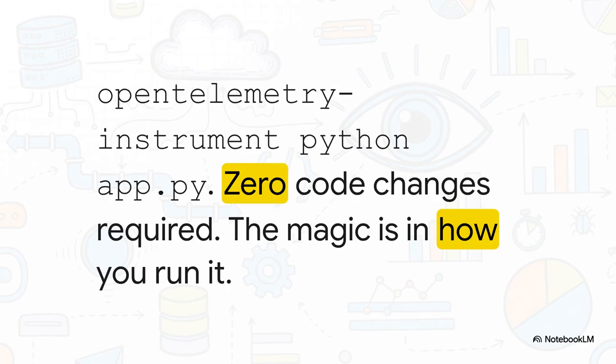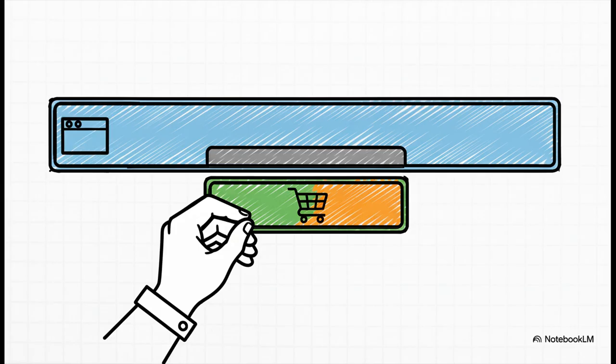In the background, OpenTelemetry just automatically hooks into everything and starts capturing all your requests. Zero code changes. It's amazing. But what if auto instrumentation isn't quite enough? Say we want to specifically measure how long it takes to process an order after a user clicks that final button. This is where we switch over to manual.